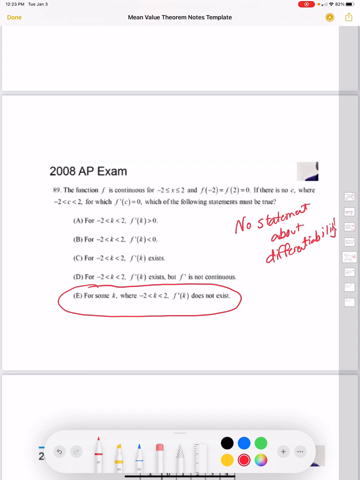For some k, the function, if there is no c where c is sandwiched between negative 2 and 2, which of the following statements must be true? Well, it's that for some k, f prime of k does not exist. And we know that because there's no statement about differentiability. If there's no statement about differentiability, the mean value theorem does not apply. So f prime of c, we called it c, they called it k, does not exist.